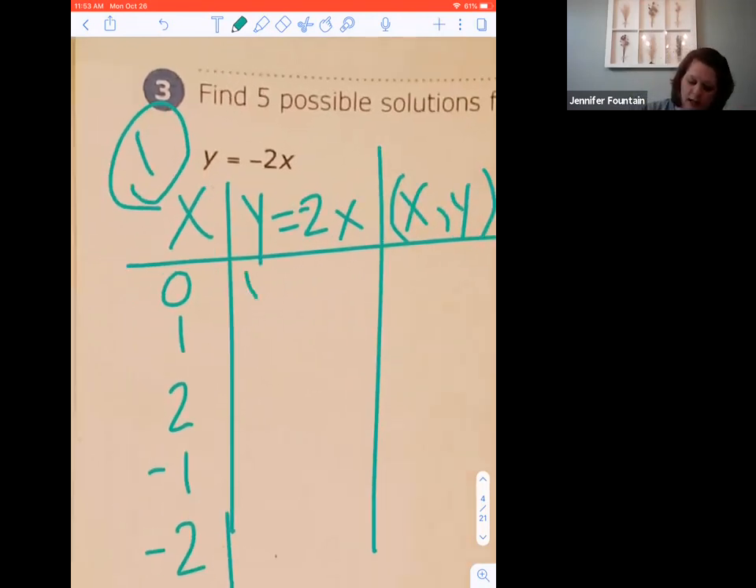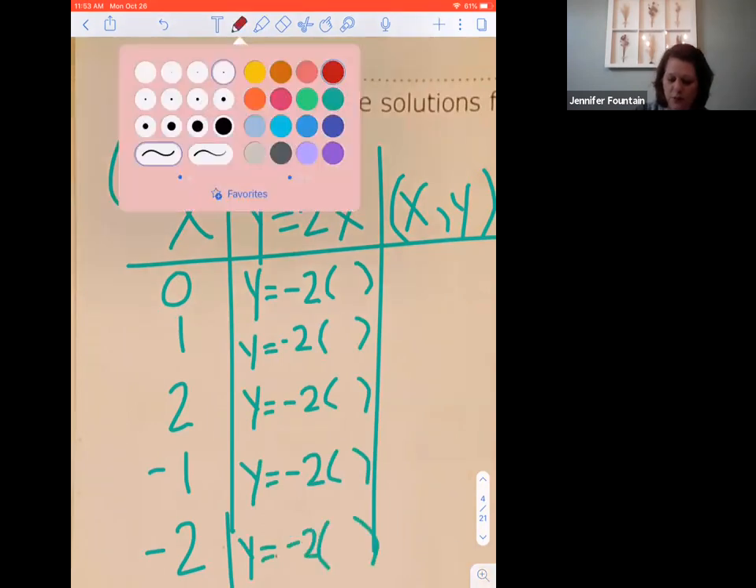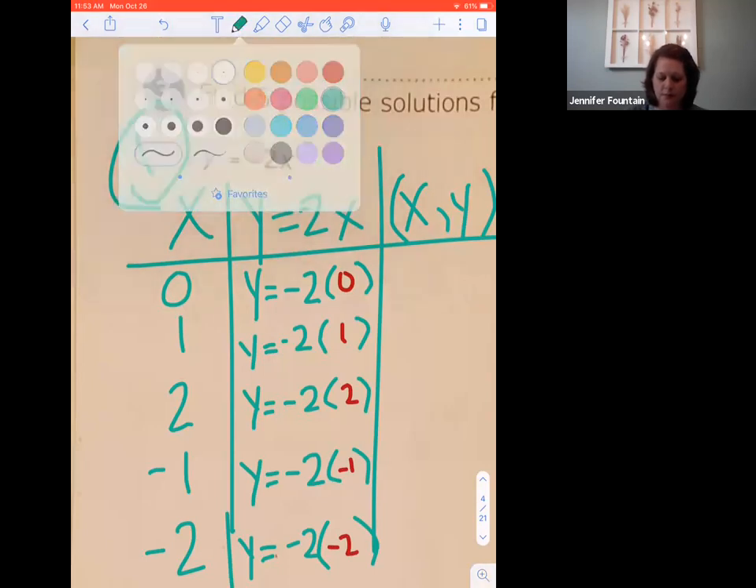So be sure to spread it out enough. So we're going to have y equals -2 times something. If you like to go ahead and get the written part out of the way, you could go all the way down, because you're doing the exact same thing for your middle column. Then you can plug in 0, 1, 2, -1, -2, and then do your calculations.